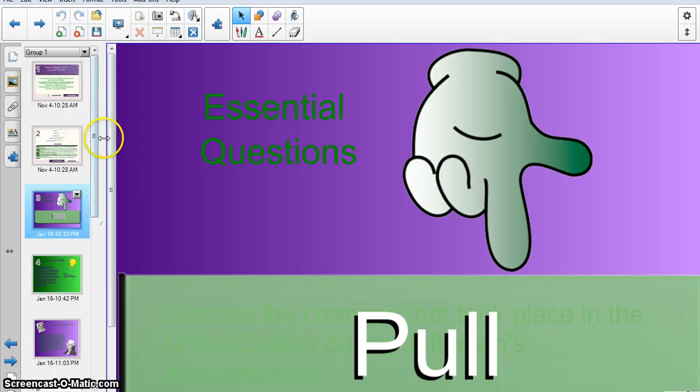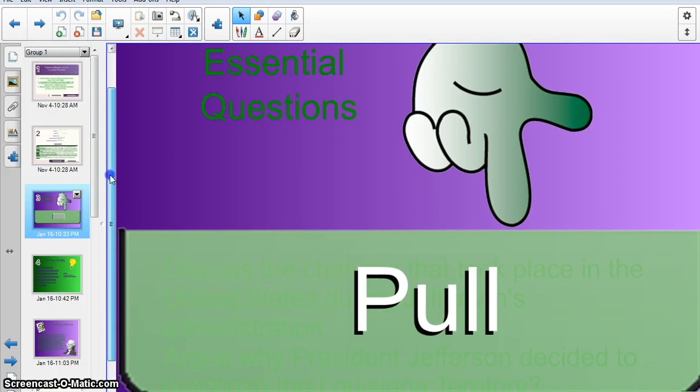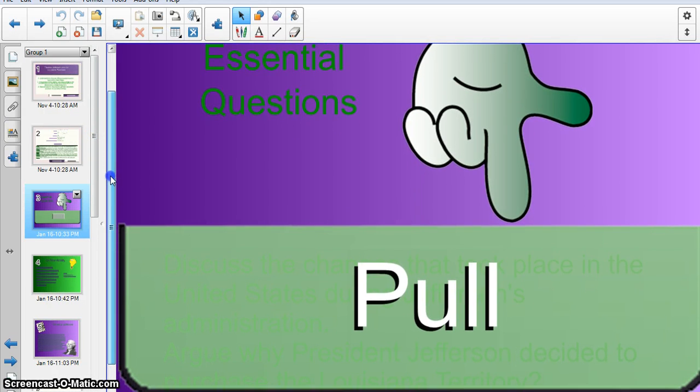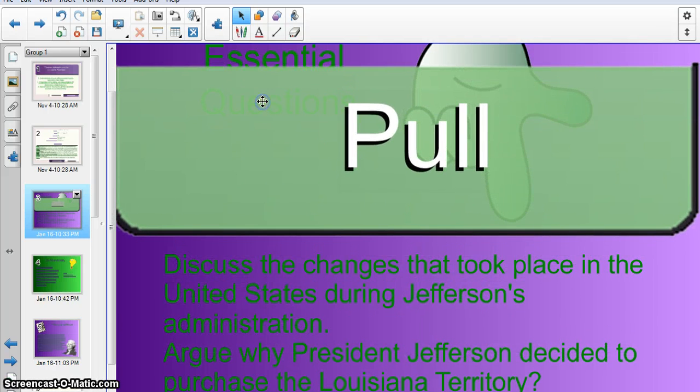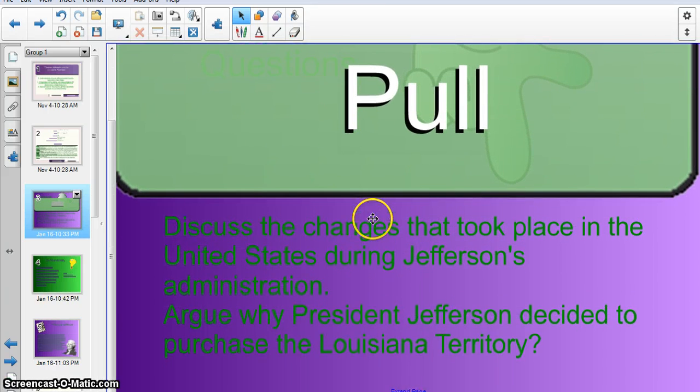So the first slide that I have includes my essential questions. These are the questions that I want the students to be able to answer at the end of my lesson. So I have a poll tab here, and when you pull it up, they can actually see the questions. The first question is: discuss the changes that took place in the United States during Jefferson's administration. And the second one is: argue why President Jefferson decided to purchase the Louisiana Territory.